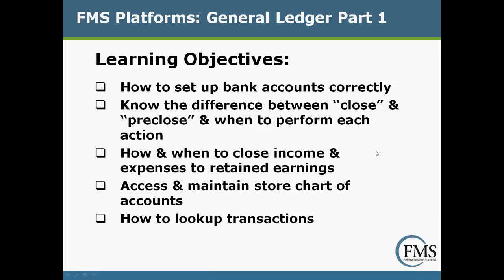Okay, the learning objectives that we're going to cover today under General Ledger Part 1 are how to set up bank accounts correctly, so that Reconet and the Treasury Management team can use the bank accounts in our system efficiently. Also, we're going to know the difference between the close and the pre-close process and when to perform each of those actions. How and when to close income and expenses to retained earnings. How to access and maintain the store chart of accounts and how to look up transactions.